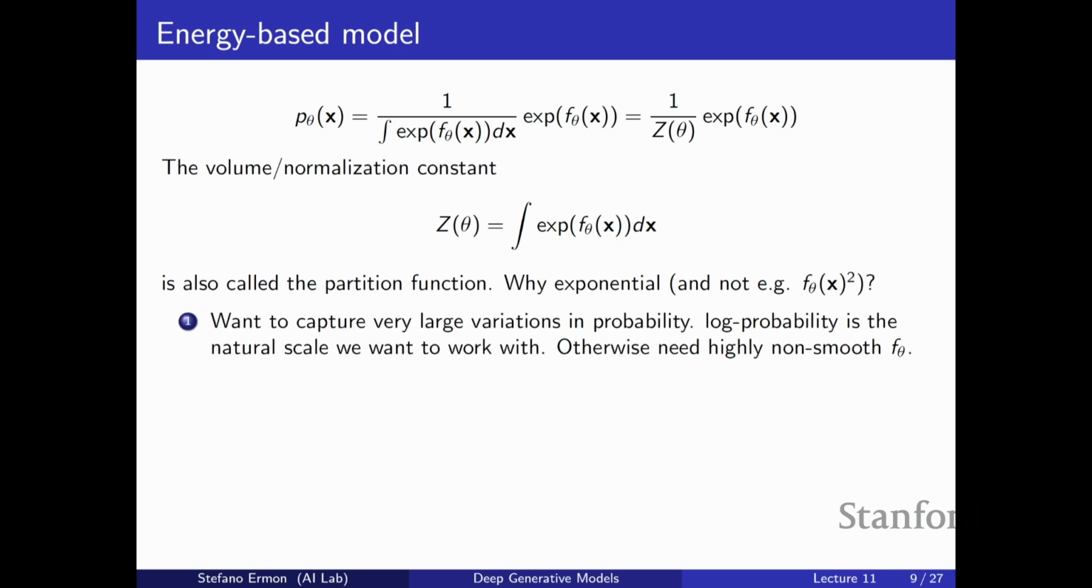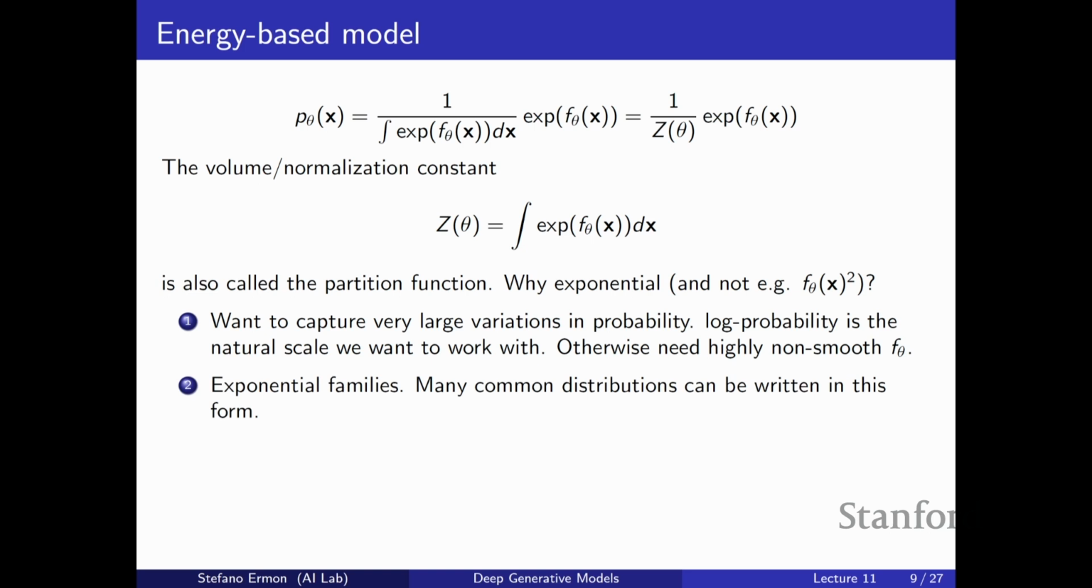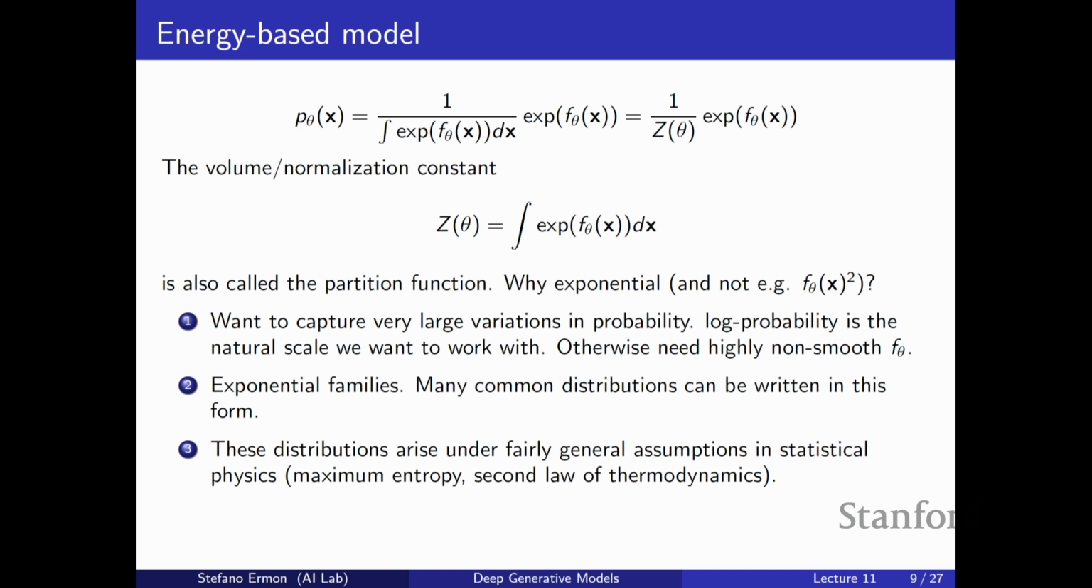Cool. And so yeah, why do we use exponential? Because we want to capture big variation. The other reason is that, as we've seen, many common distributions like the Gaussian and exponential and all the ones in the exponential family have this kind of functional form. They have this flavor of something like exponential, of some simple function in the argument of the exponential. And the reason these distributions are so common is that they actually arise under fairly general assumptions.